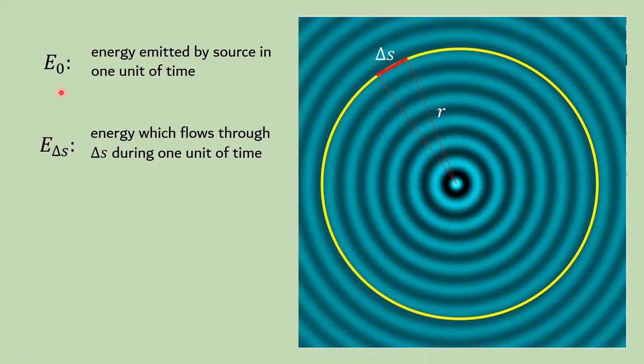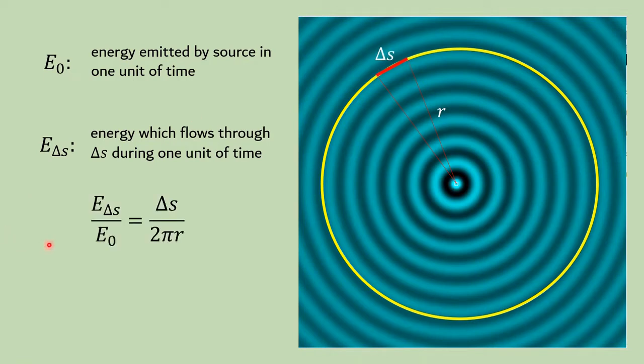Now, this energy, E0 or E naught, while it was originally clustered around the source, is now spread all around this circle. Let's use E delta S to denote just the fraction of that energy that passes through this arc length, which is obviously only a small percentage of the total energy. So clearly E delta S is much less than E naught. Only some of that original energy released by the source intercepts this very short arc length.